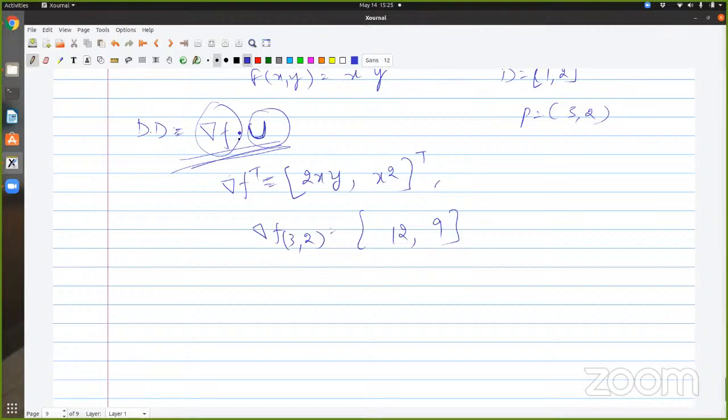But we are doing the transpose to make it a row vector, right? No. I've just written it like this for saving space. That's all. Indeed, it's a column vector, like this. Yes, you can write it that way.